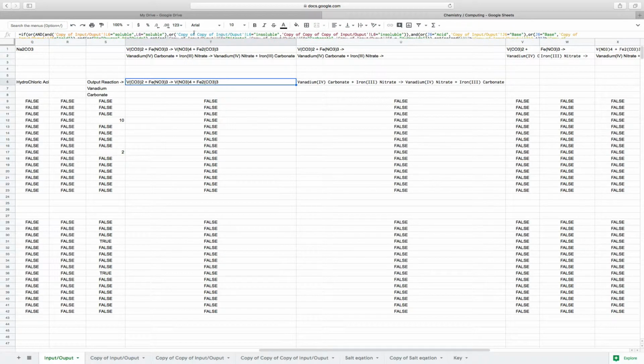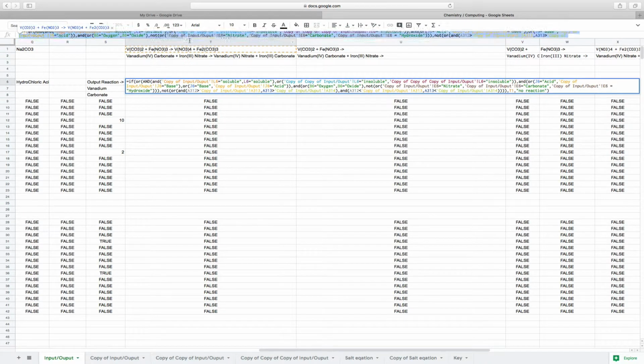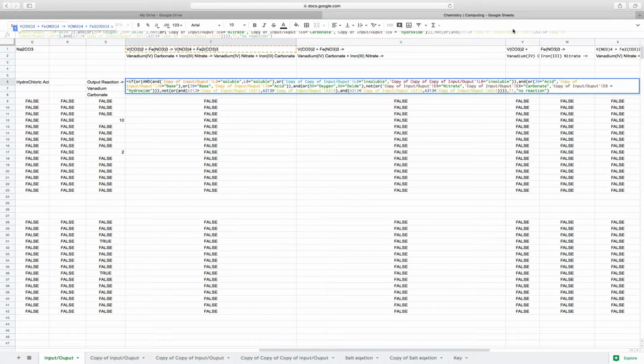So this reaction here, this large thing, is essentially: is it a precipitation reaction? This first bit, that AND gate. And then here we have, is it neutralization, and so on. And then we have a few other things for, oh yeah, it shouldn't be this and this because they don't actually react even though you might think they would.